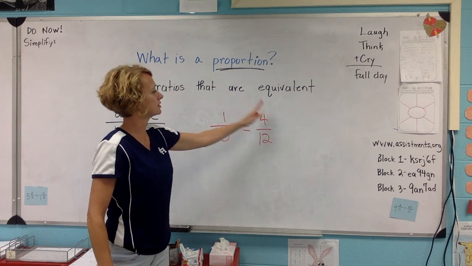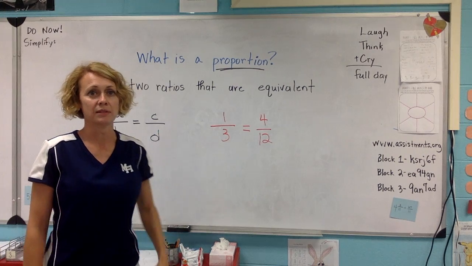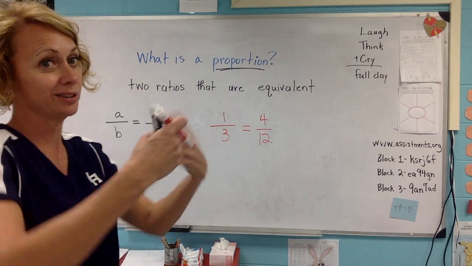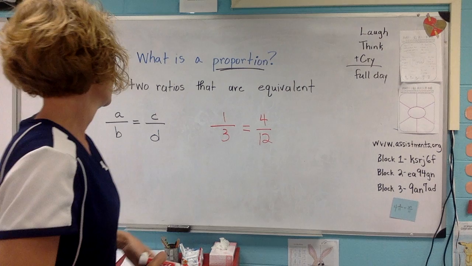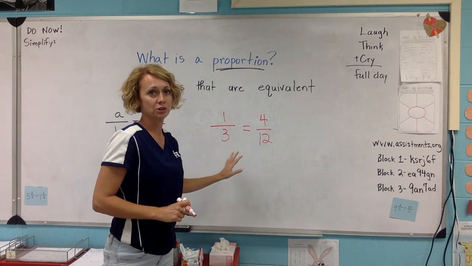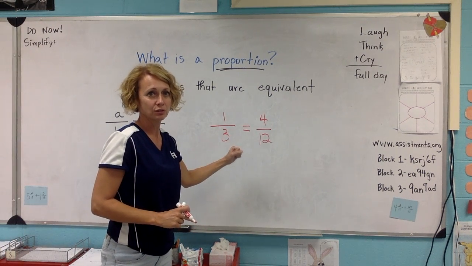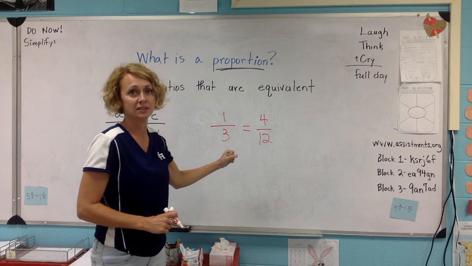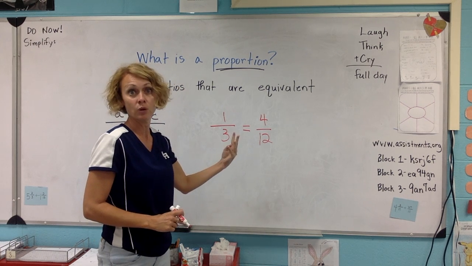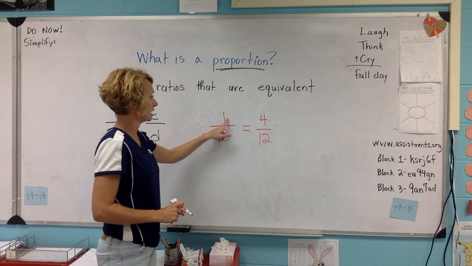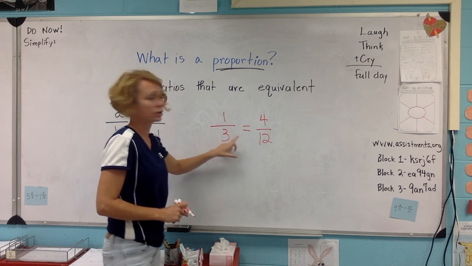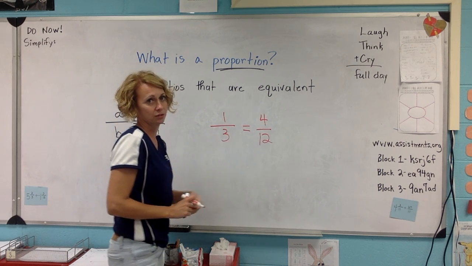And we call this thing a proportion in middle school mathematics and high school mathematics and any upper level mathematics because it represents a proportionality. They're connected through a scalar or a constant. And in this case, it's 4 because I multiplied the numerator and denominator by 4 to get this equivalent fraction.